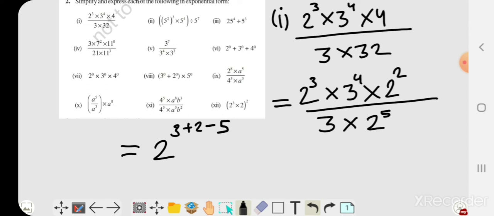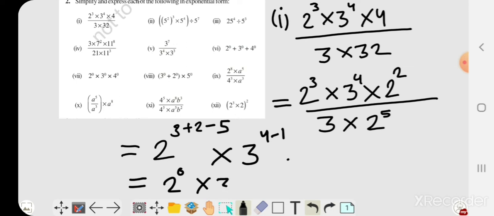So this will be finished for 2. Now 3. Here 3 raised to power 4 and here 3 only. 3 means 3 raised to power 1. So can I write it 4 minus 1? Yes, by law 2 you can see there. Then it will be 2 raised to power 3 plus 2, 5, 5 minus 5, 0, into 3 raised to power 4 minus 1 is 3. 2 to the power 0 means 1.